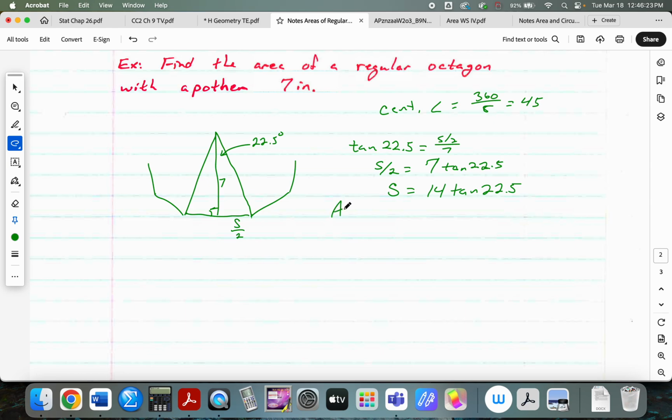So at this point, I'm ready to find the area. It's 1/2 the apothem times the perimeter. So it'll be half times 7 times, to get the perimeter, I need to multiply the length of one side by 8, because there are 8 sides. So this would be 8 times 14 tangent of 22.5. At that point, you grab a calculator and put all that in. So 0.5 times 7 times 8 times 14 times the tangent of 22.5. It didn't tell me what to round it to, so I'm just going to round it to one decimal place. It's 162.4 square inches.